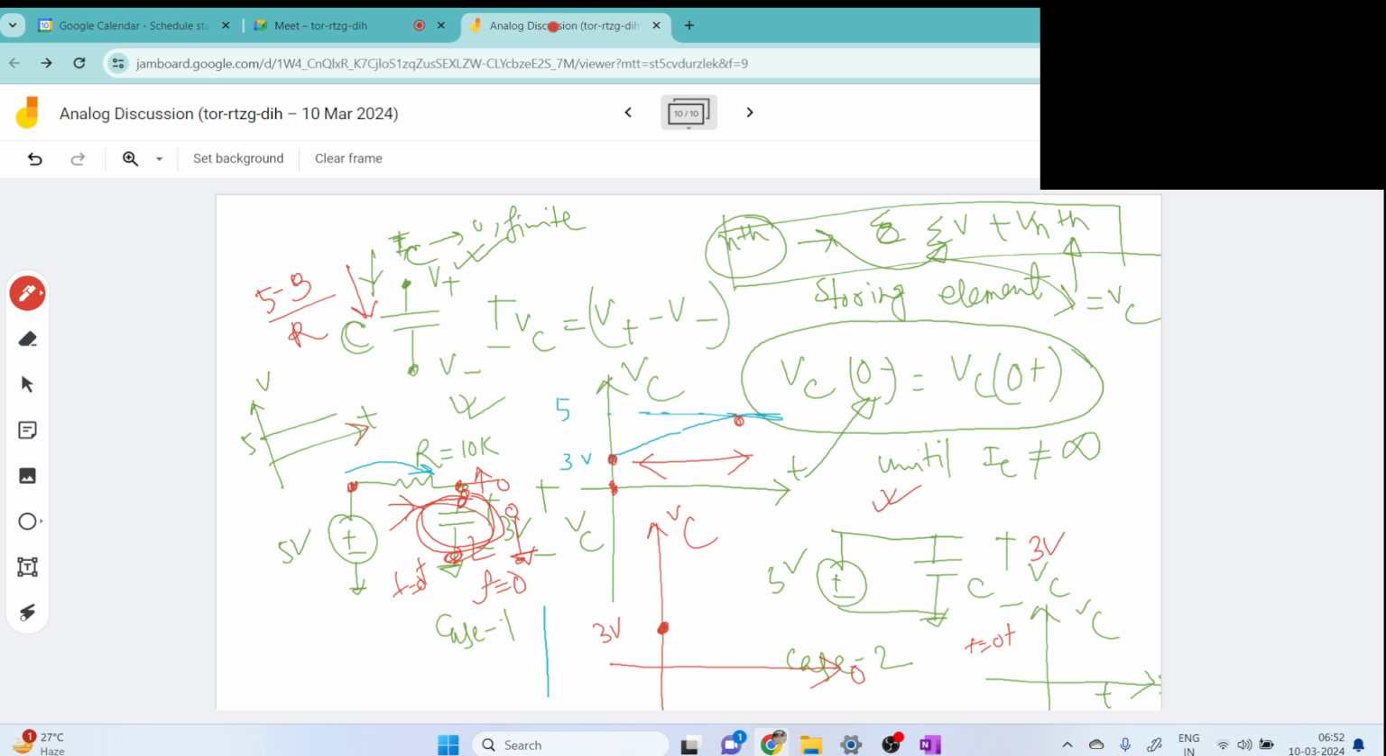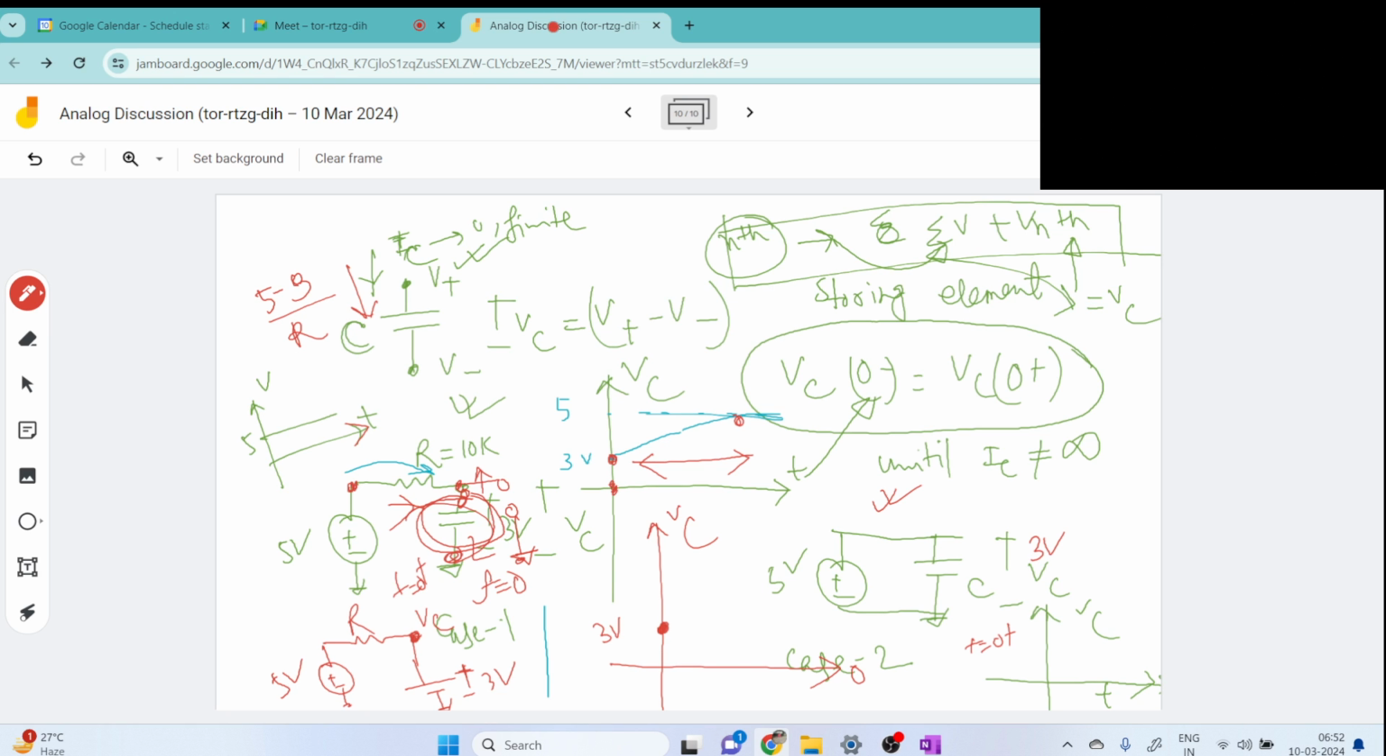So what is the output? If we draw the circuit, this is a short circuit, and here it acts as a 3 volt source, and this is 5 volt. So the output VC becomes 3 volt. But what about this case?